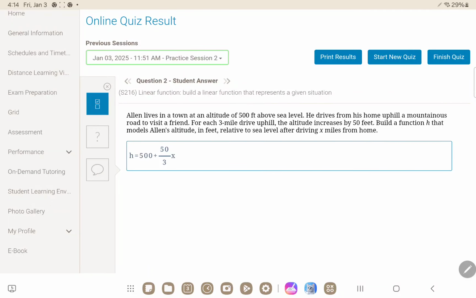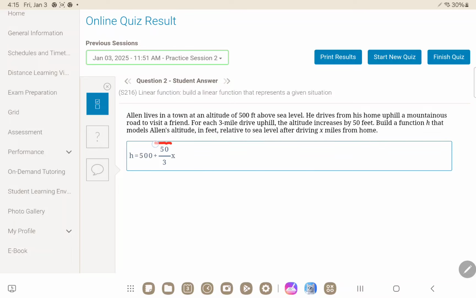Alan lives in a town at an altitude of 500 feet above sea level. He drives from his home uphill on a mountainous road to visit a friend. For each 3-mile drive uphill, the altitude increases by 50 feet. Build a function h that models Alan's altitude in feet relative to sea level after driving x miles from home.